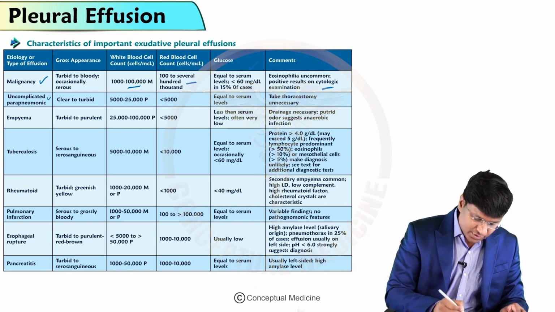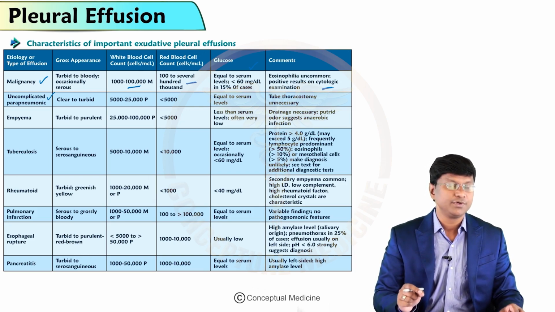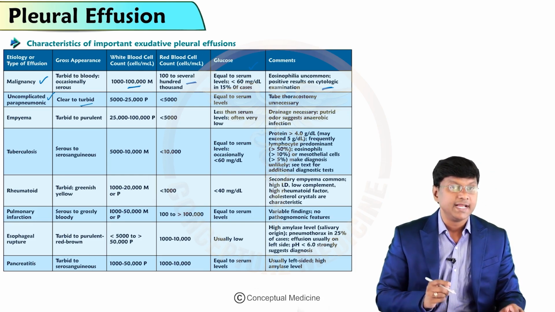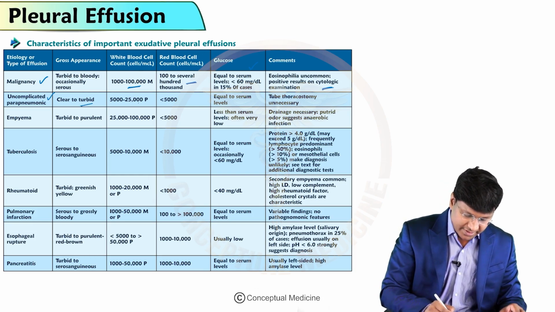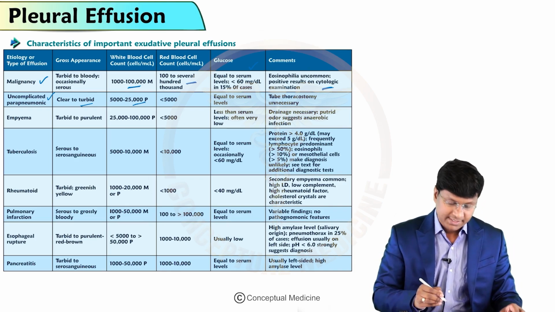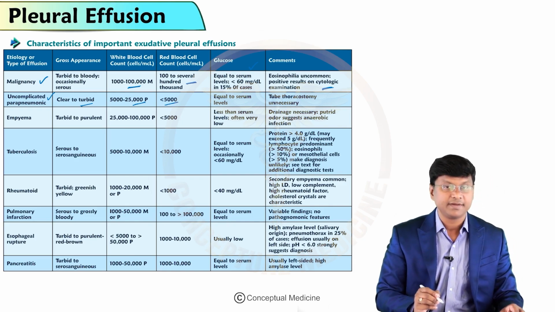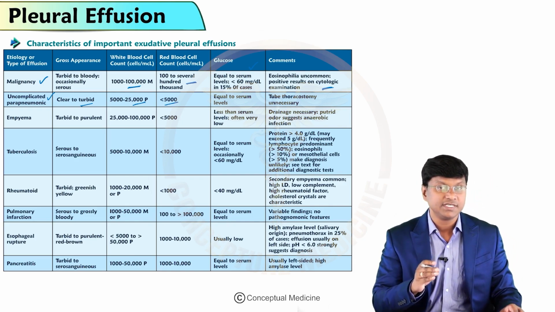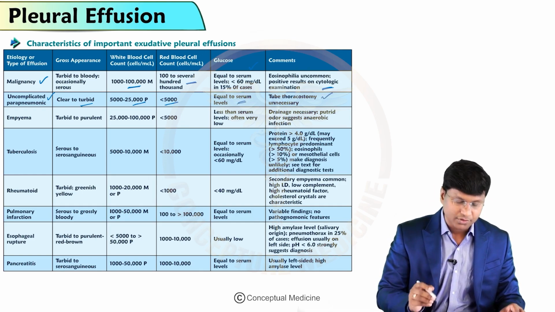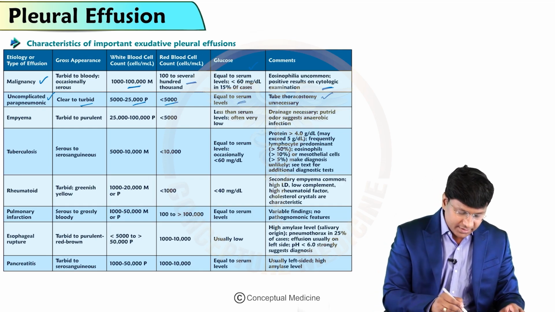Then in case of the uncomplicated parapneumonic effusion, the gross appearance is clear to turbid, and the number of WBCs will be nearly around 5000 to 25,000 cells per microliter, and the RBCs will be less than 5000. In uncomplicated parapneumonic effusion, the pleural fluid glucose will be equal to that of the serum glucose, and tube thoracostomy is not required in patients with uncomplicated pleural effusion.